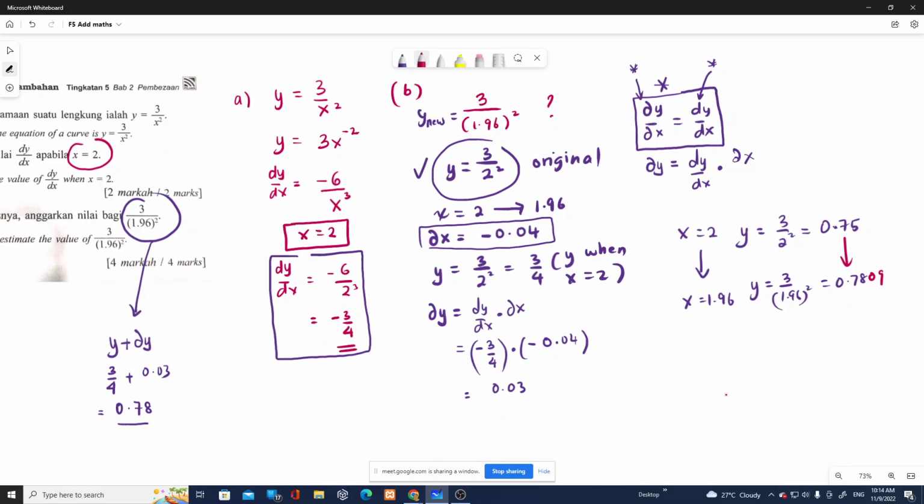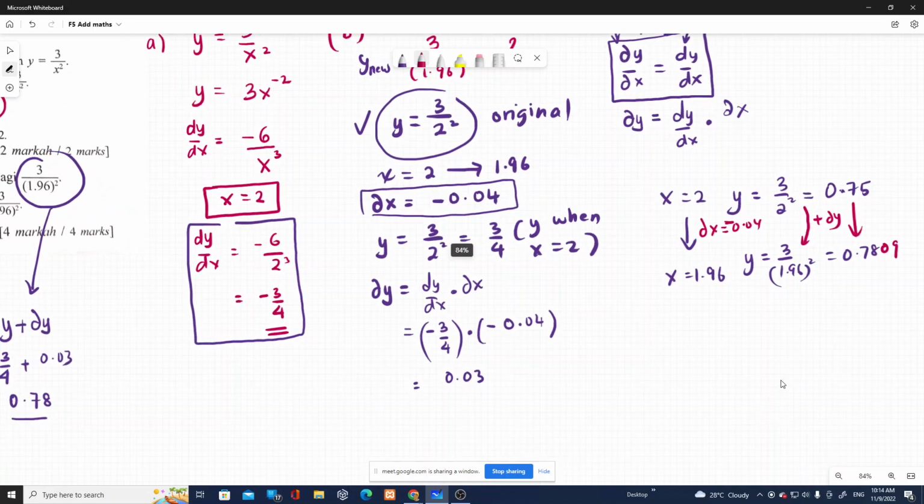So when x changes from 2 to 1.96, your delta x equals negative 0.04. Correct or not? Then your y needs to change; you need to add a delta y in order to get the new answer.